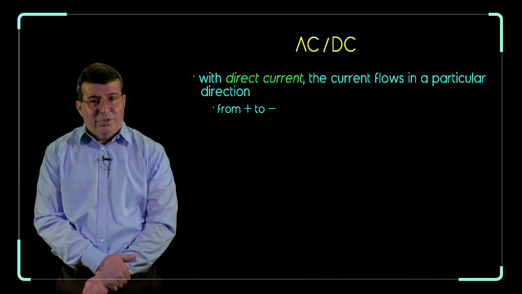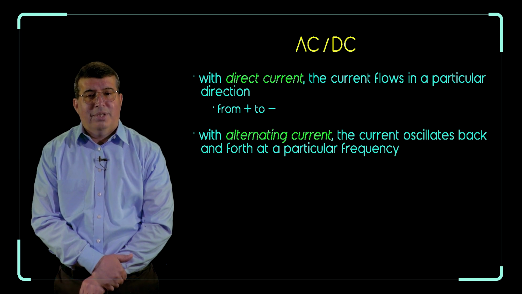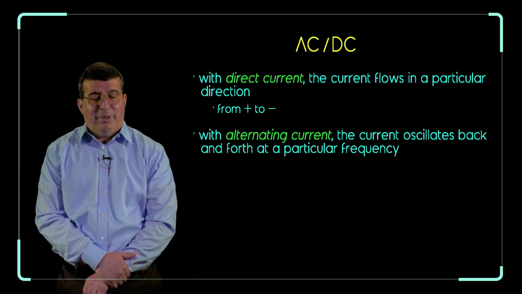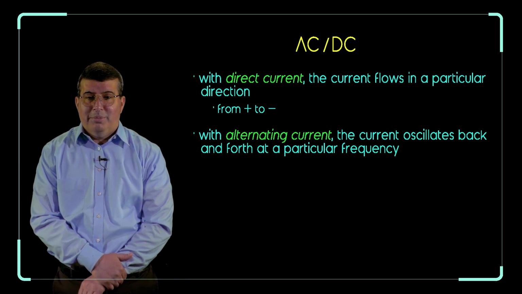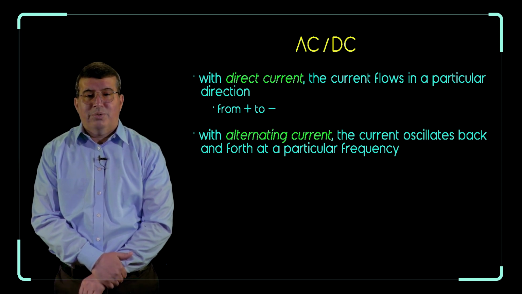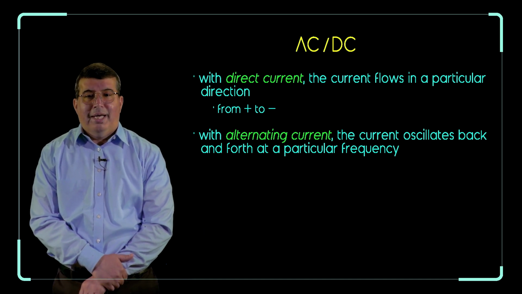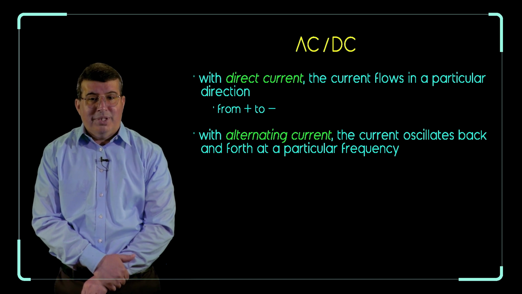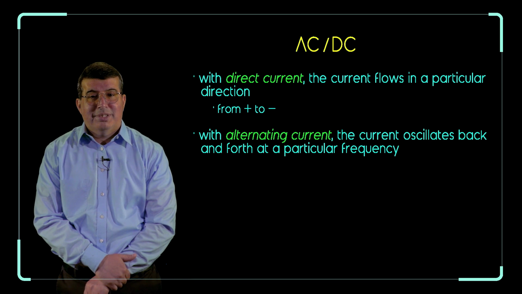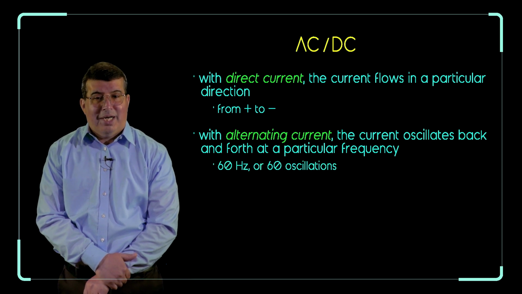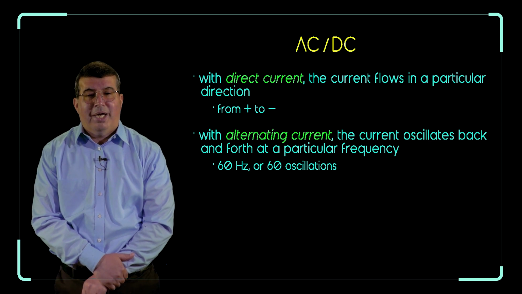The alternative to direct current is called alternating current. And in alternating current, the current actually oscillates back and forth at a particular frequency. So if I were to show you a simulation with alternating current, those arrows would point one way and then the other and back and forth at a frequency. In the United States, that frequency would typically be 60 hertz or 60 oscillations per second. So 60 times per second, the current would go back and forth.